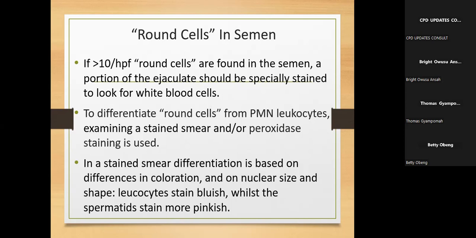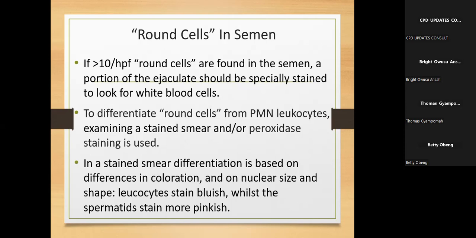So if more than 10 per high power field round cells are found in the semen, a portion of the ejaculate should be specially stained to look for white blood cells. To differentiate round cells from the polymorphs, and for that matter the white cells, examining a stained smear and or a peroxidase staining is useful. So what it means here is that once the round cells are more than 10, first and foremost, what is going to be most clinically significant will be white cells. So you want to rule out whether it is white cells that are accounting for that high quantity of the round cells.